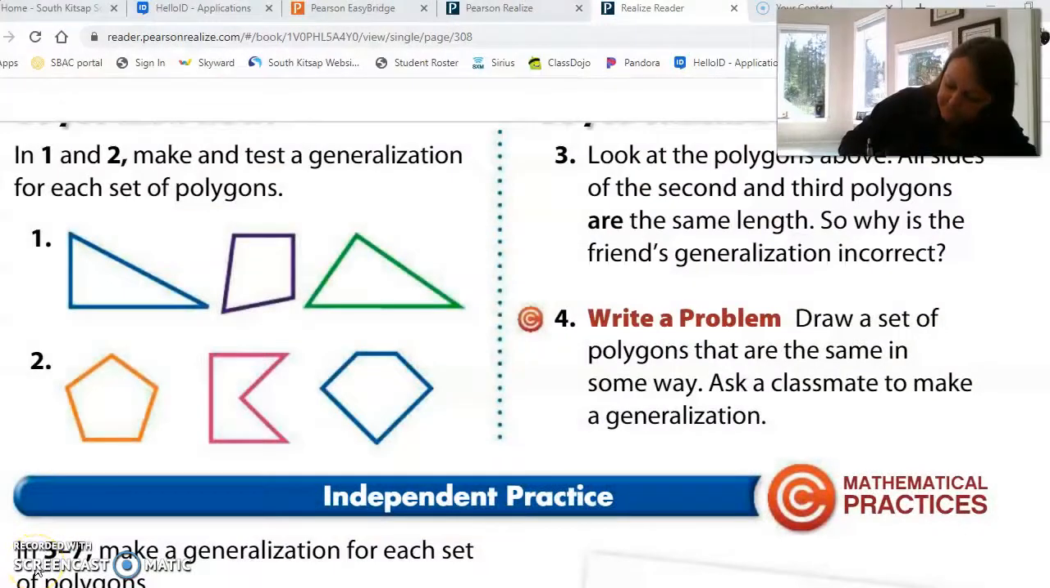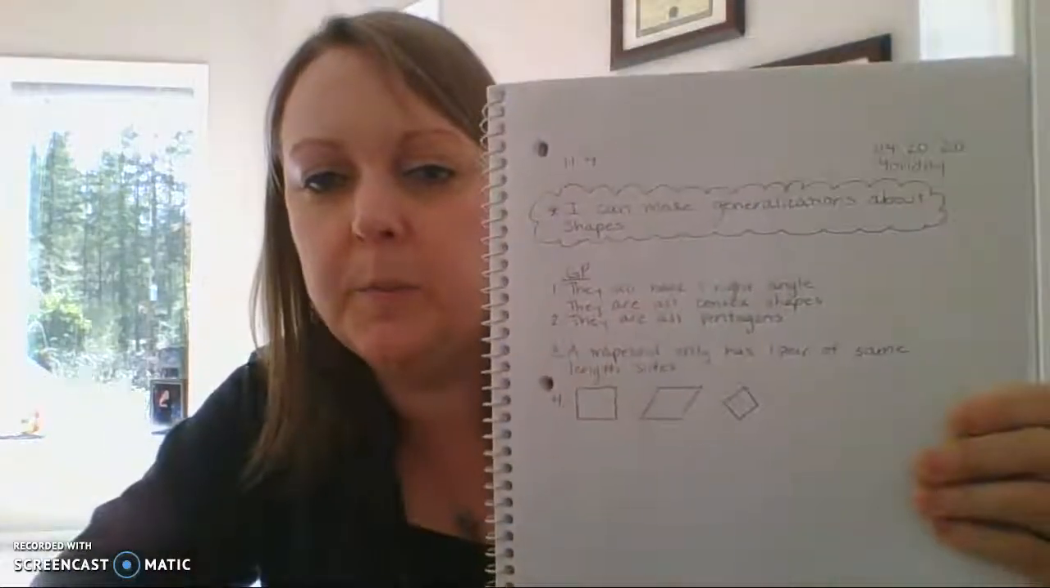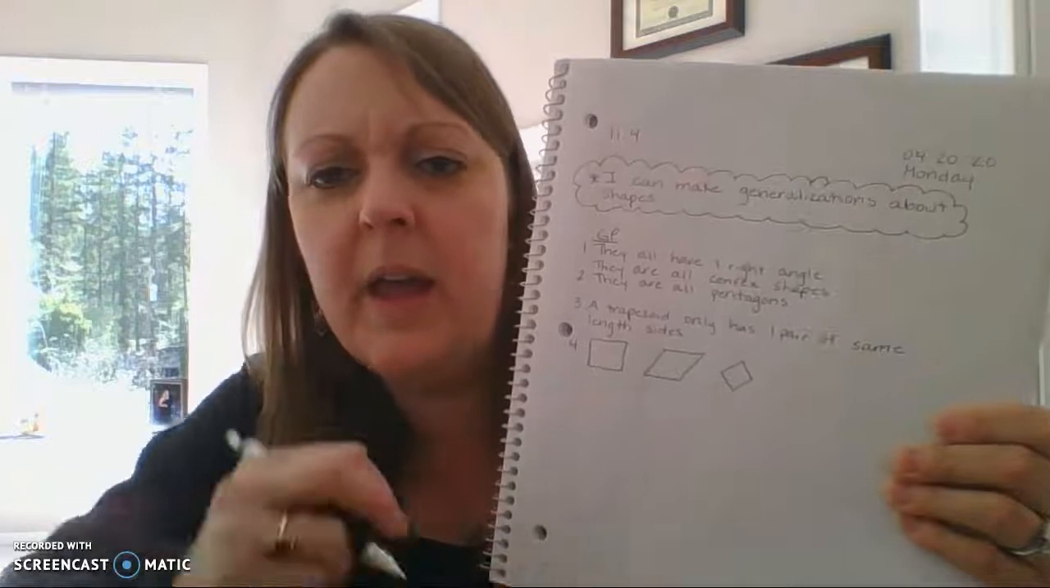All right, and number 4. Draw a set of polygons that are the same in some way. Ask a classmate to make a generalization. Okay, I'm going to draw, and then you have to tell me. Now remember, I don't have a template, so I did my very best. Now, if you look at this, I want you to take a minute and think with your problem solving. What is something that all 3 of these have in common?